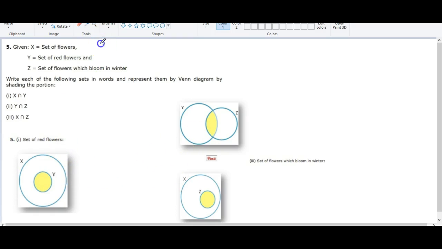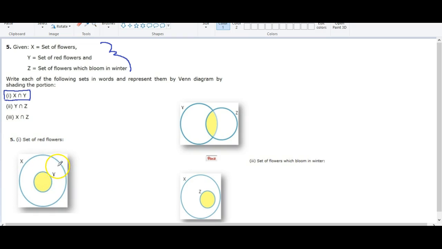So the question starts out with three different sets. Set X being the set of all flowers, and then within that set we have a set of red flowers, Y, and then set Z is the flowers which bloom in winter. The first question is to show with words and the Venn diagram what X intersection Y means. X being the set of flowers and Y being the set of red flowers.